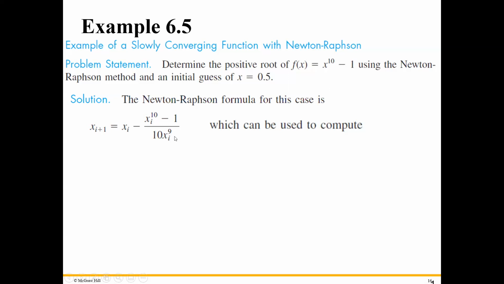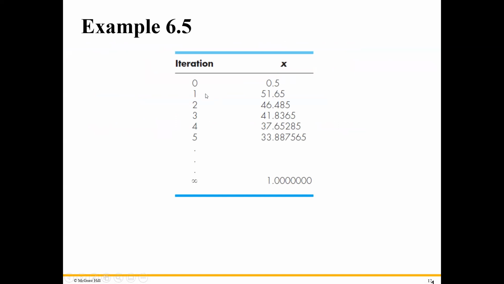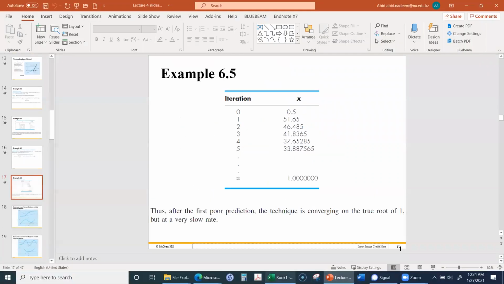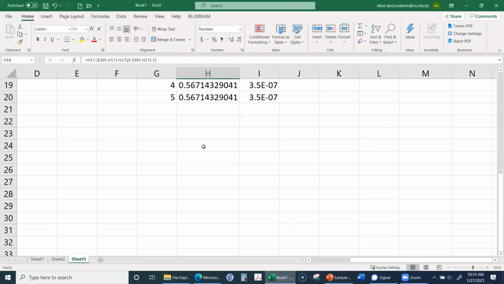So 10x to the power 9. If we apply this derivative and then want to determine the solution, we will see that the solution will not converge very quickly in this case. So let's see in this Excel how these values are obtained.